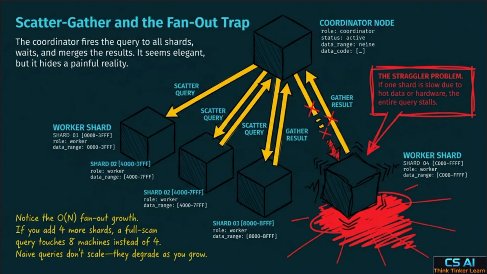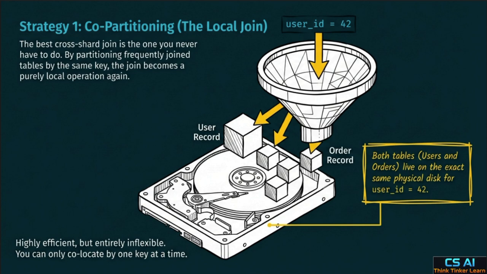This leads us to the scatter-gather and fan-out trap. The coordinator fires a query to all shards and waits for the merge. It looks elegant, but it creates a straggler problem. If one shard is struggling with hot data, the entire query stalls. Plus, because of the O(N) fan-out growth, every new shard you add makes your system slower. Naive queries don't scale, they degrade. So, how do you fix it?